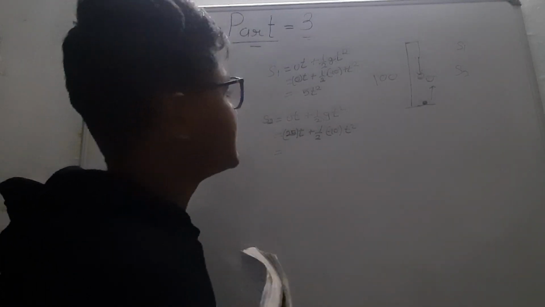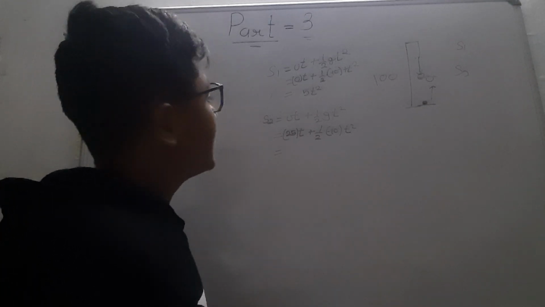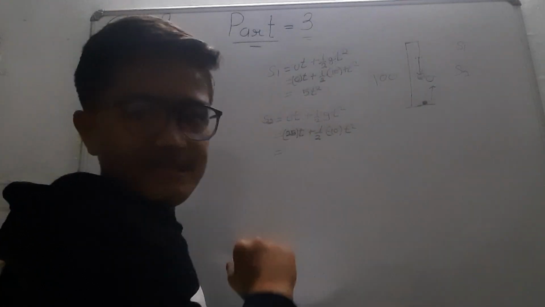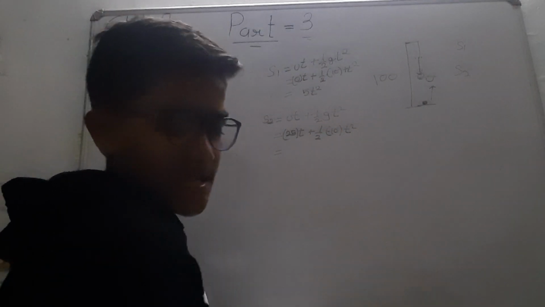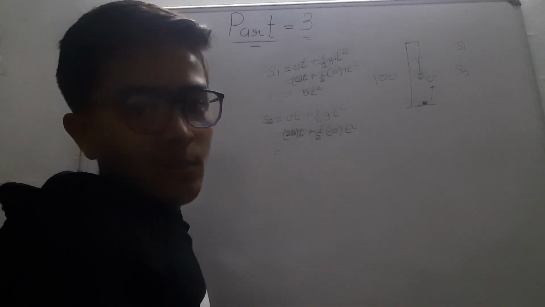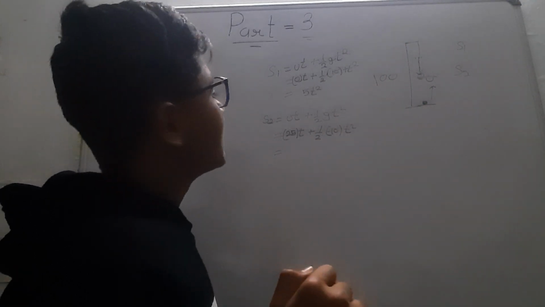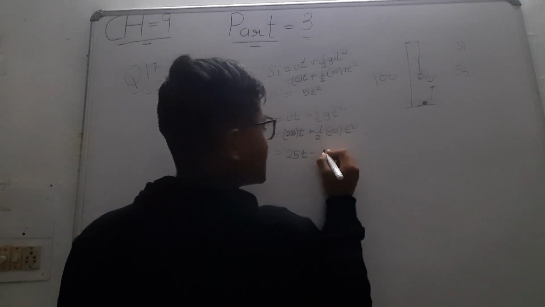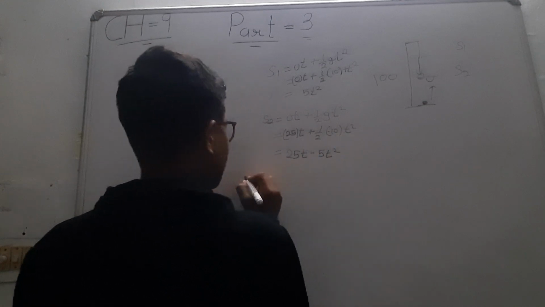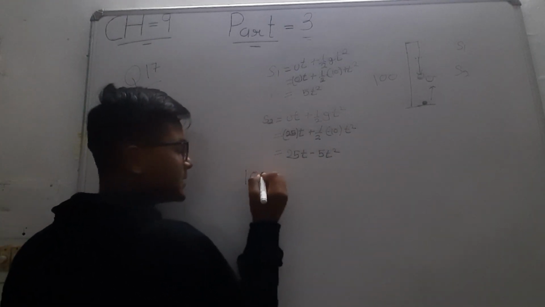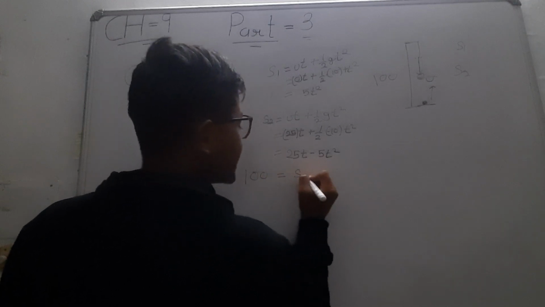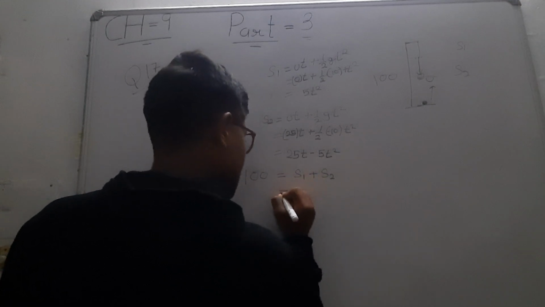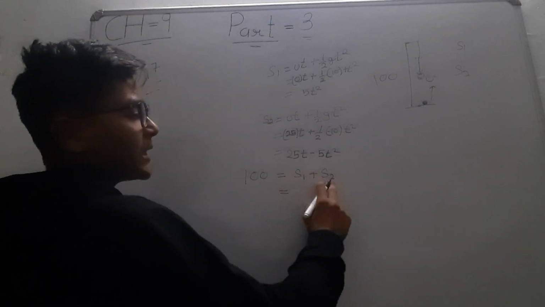We have to take minus because in this case he was throwing the ball from downwards to upwards. It means it was against the gravitational force. So 25t minus 5t square, and we know that 100 is equal to S1 plus S2. So we have to take out the S1 and S2.